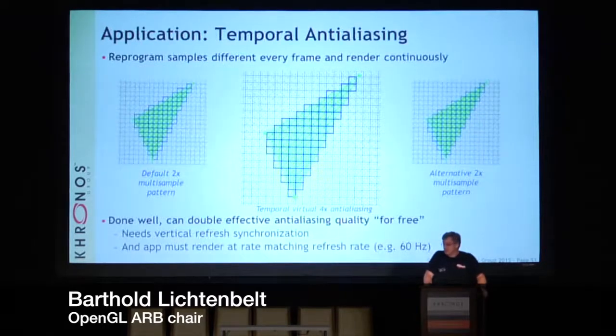An interesting application of this would be you have 2x AA, and you have a pattern this way, shown on the left, and then in the other frame you render again with the 2x AA pattern on the right, and if you combine those two together you get sort of a temporal 4x anti-aliasing for the price of 2x, which is awesome. So this animating GIF shows you how that might work.